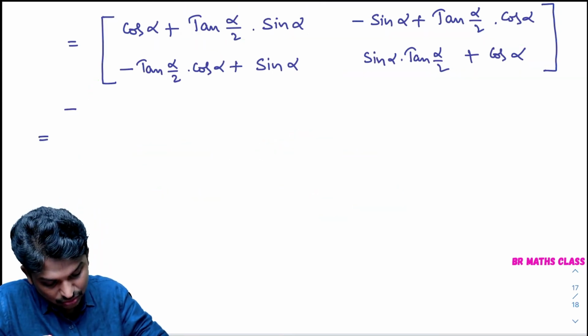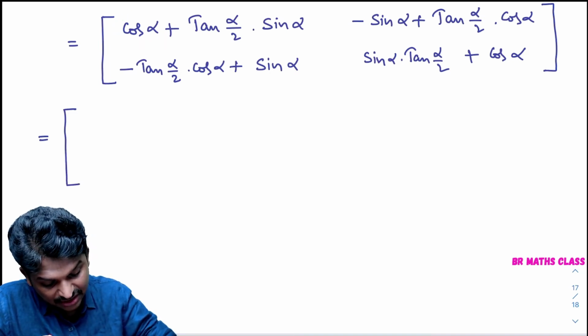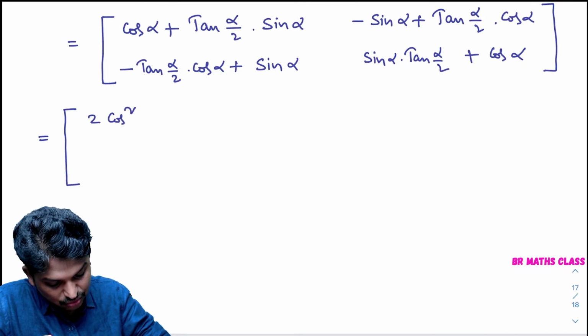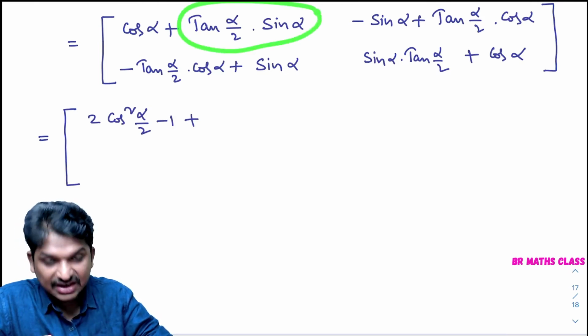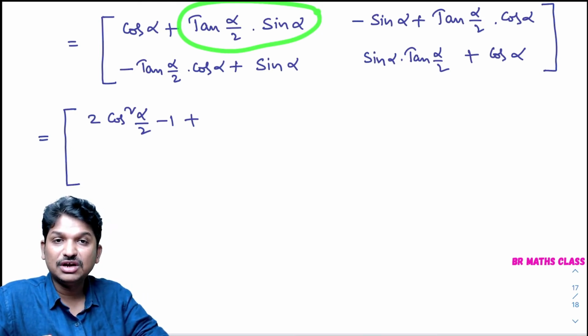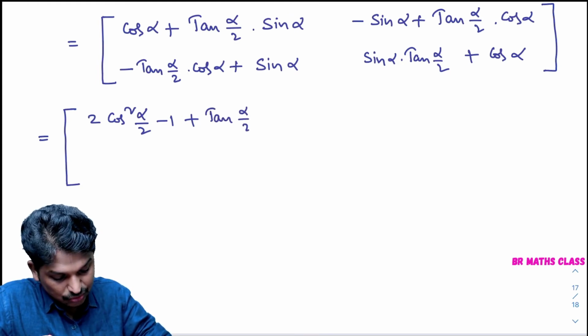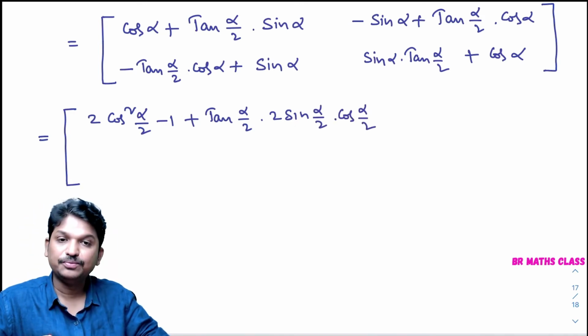That equal to... see, in this, cos alpha is there. Wherever cos alpha is there, you write 2 cos square alpha by 2 minus 1, and wherever sin alpha is there, by the trigonometry formula, sin alpha is 2 sin alpha by 2 into cos alpha by 2. Okay, so tan alpha by 2 into sin alpha, the formula is what? 2 sin alpha by 2 into cos alpha by 2.